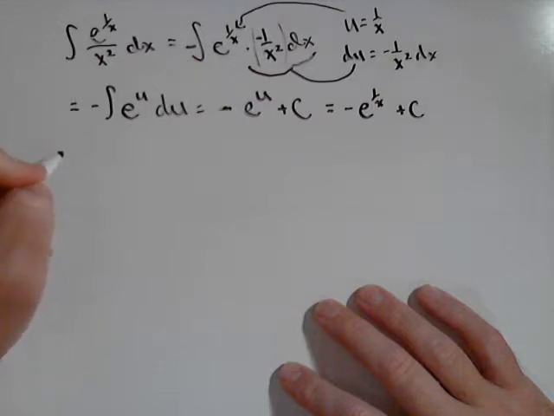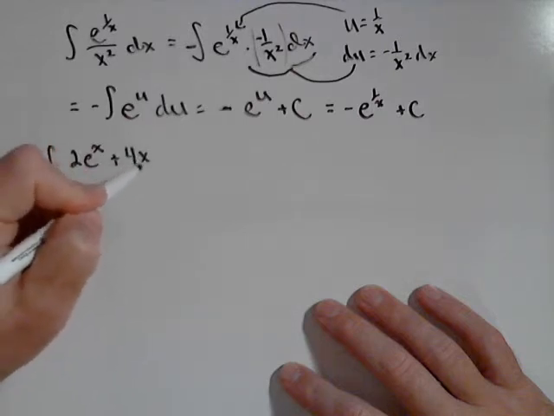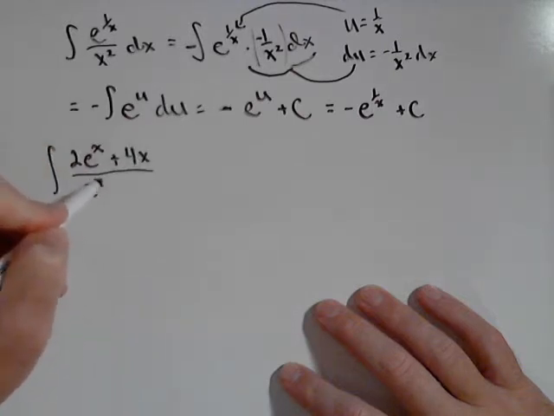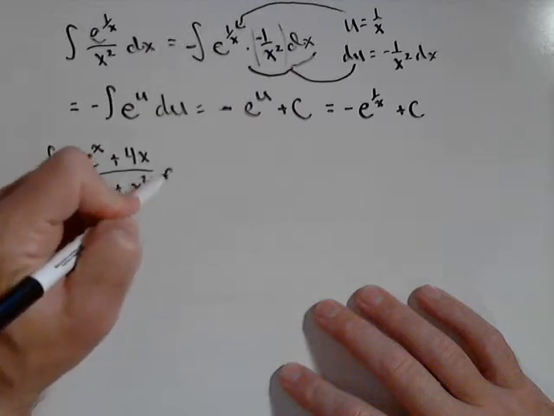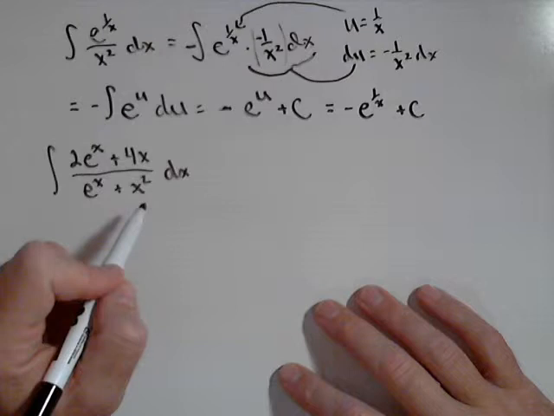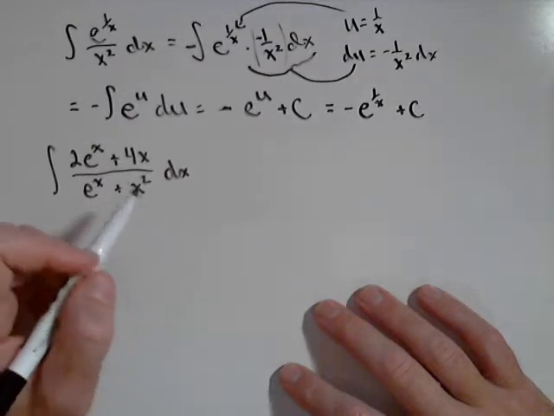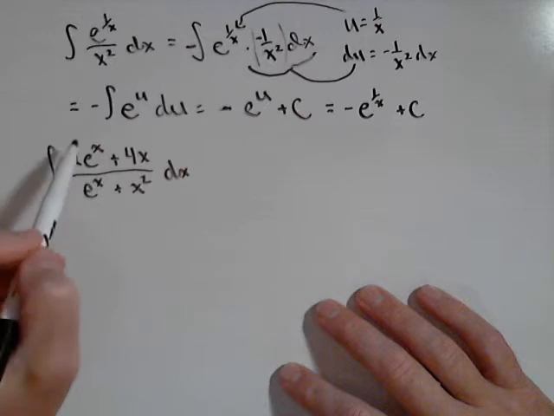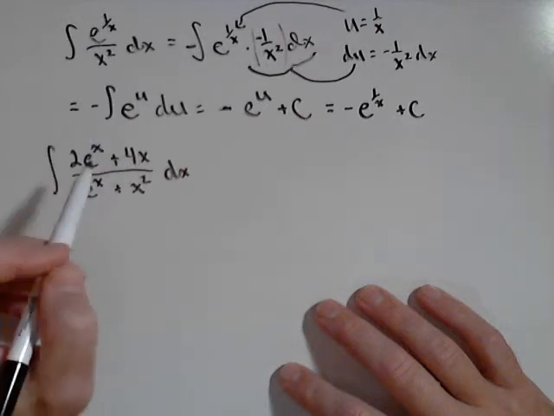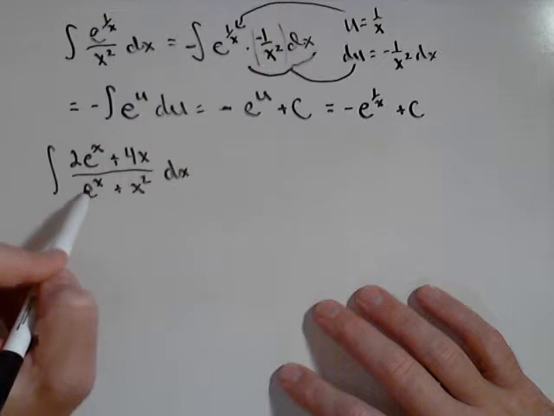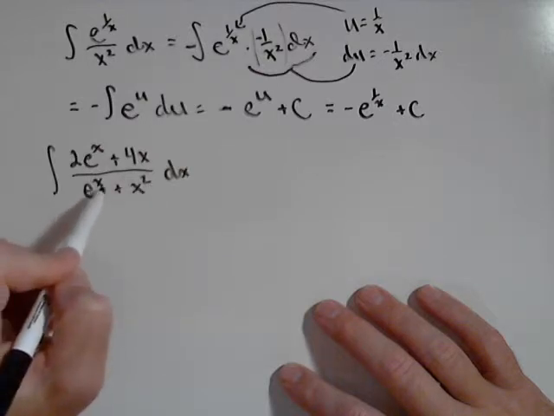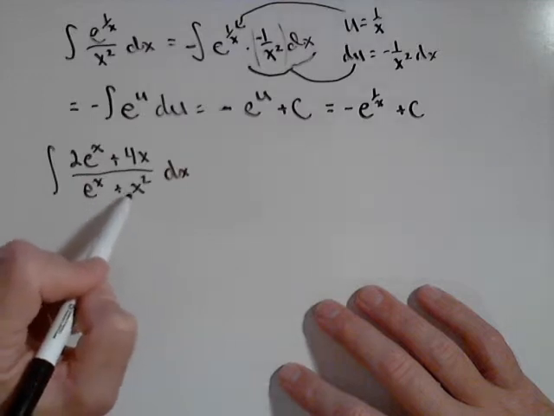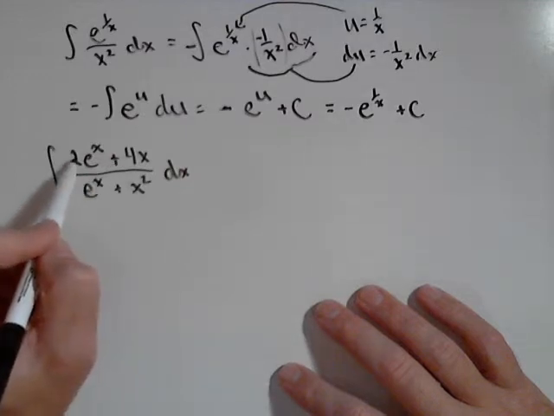Let's do another one that also involves u sub. We have the integral of 2 e to the x plus 4x all over e to the x plus x squared dx. Now, this is not a real obvious u sub unless you've had some practice with u sub. But what I do see, 2 e to the x plus 4x, is double the derivative of the bottom, because the derivative of the denominator is e to the x plus 2x, which doubled is exactly this.